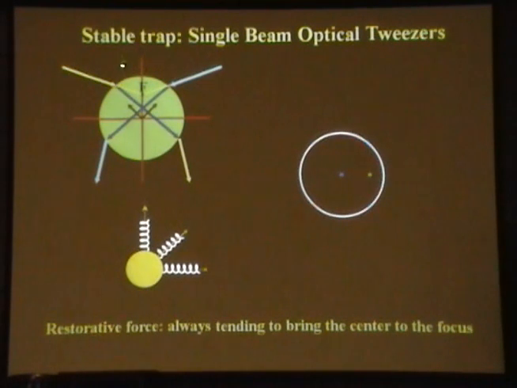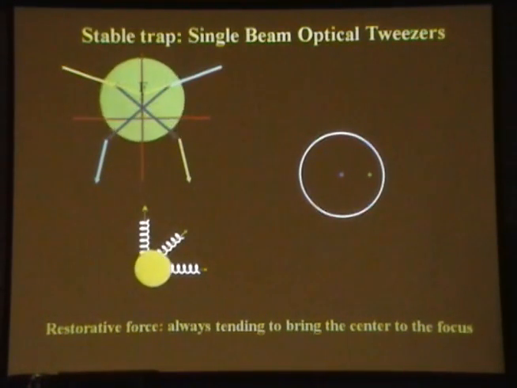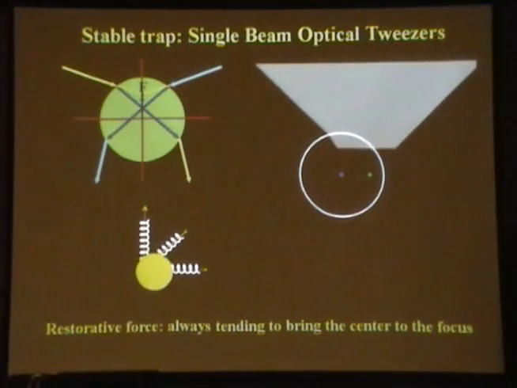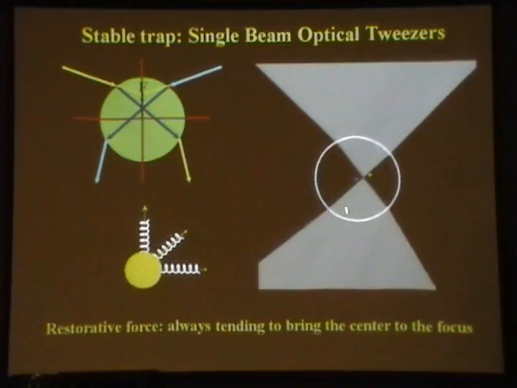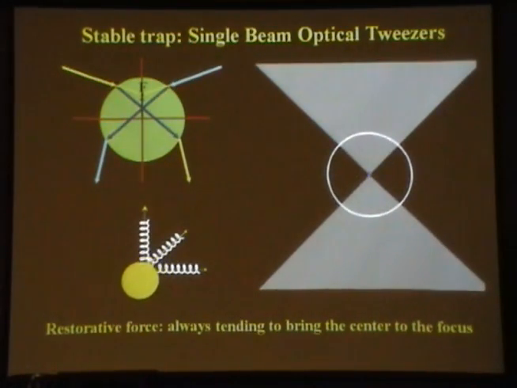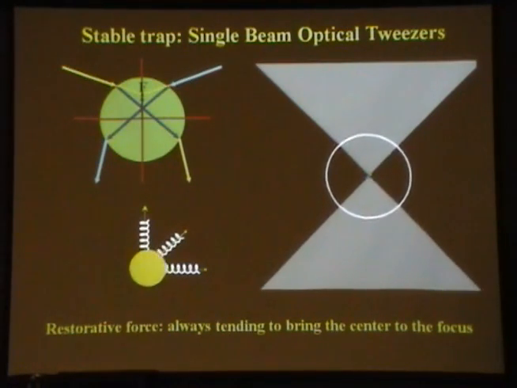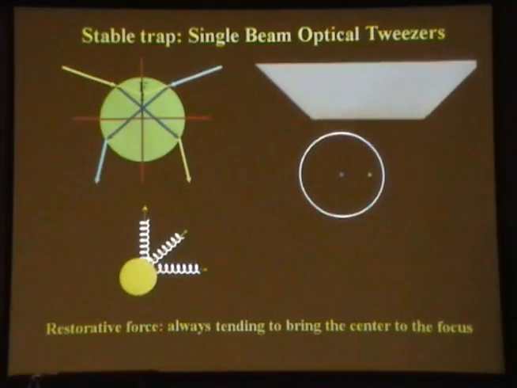If you play around with just this simple idea, you're going to see that if the particle is up, the force is going to go down. If it's on the left or on the right, the force is always trying to bring the particle to the center of the focus. And that's a 3D trap. So you can trap in three dimensions here. And now I'm showing here just the light is changing until the center of the microsphere coincides with the focus of the laser.